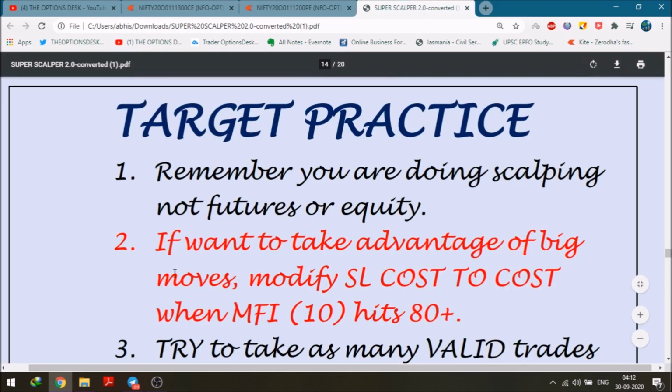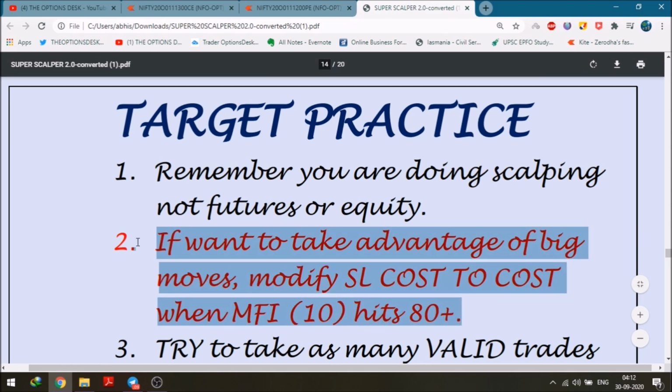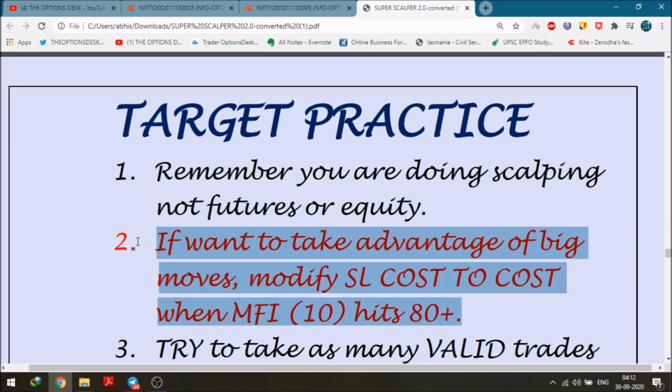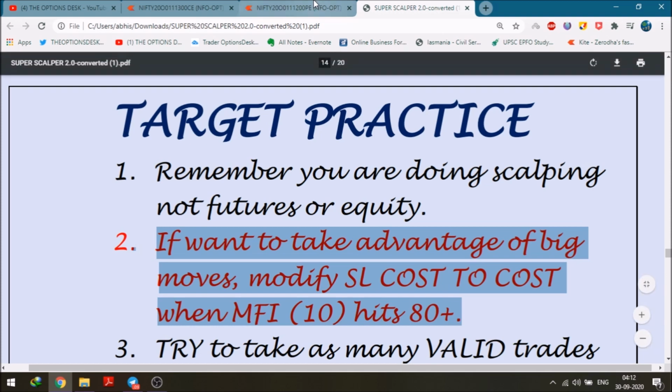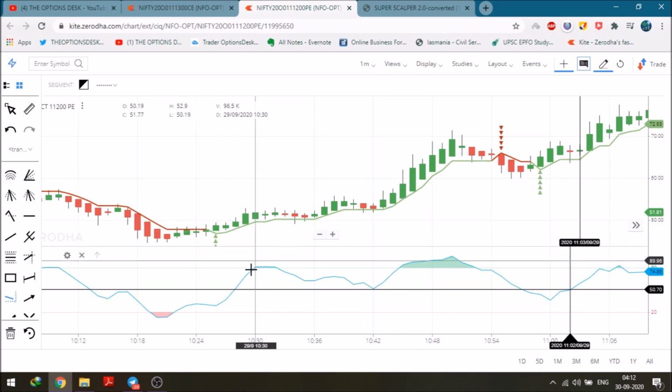If you want to take advantage of the big moves, modify the stop loss to cost when MFI hits 80 plus. So all the points mentioned in red are very important. Read this PDF again and again, and you can message me anytime for any query. So what does it say? Let's read it again.